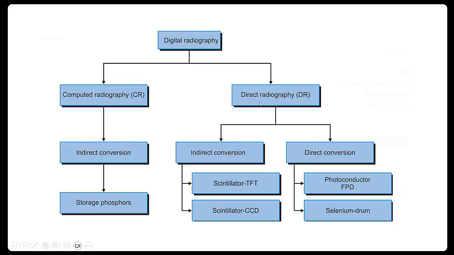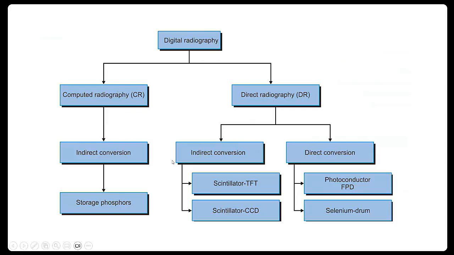I'll give a basic definition for this. Indirect conversion means the detector will have a two-step process. That is, firstly, the X-ray will be converted into light energy, and then this light will be converted into a digital image. But in direct conversion, there will be photoconductors such as amorphous selenium that will directly convert the X-ray photons into an electric charge. So there is no intermediate step there. It is a direct conversion. That's about the division of digital radiography.